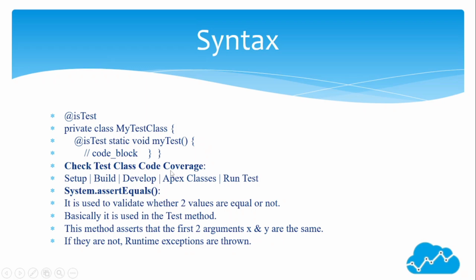Check test class code coverage. Setup, build, develop Apex classes, run test. System.assertEquals function, what is it doing? It is used to validate whether two values are equal or not. Basically, it is used in the test method. This method asserts that the first two arguments, x and y, are the same. If they are not, runtime exceptions are thrown.